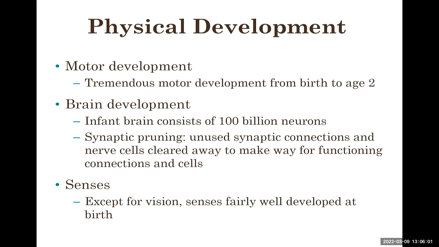The brain also is going crazy developing, right? When they're born it consists of 100 billion neurons. And I mentioned before how some pathways are developed and some are lost. Synaptic pruning is the word for how unused synaptic connections, the synapse being where the neurons communicate, are cleared away, and it allows other pathways to be strengthened. So what is used is strengthened, and what is not is stripped. Okay, does that make sense?